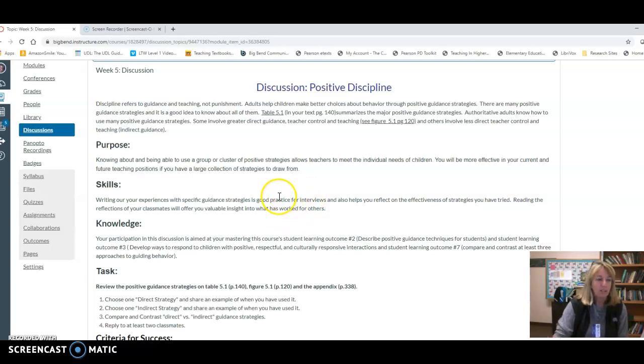Okay, but why write all this out? I know it, right? So the skill for this one is just practice. Knowing how to say what you know is good practice. So you can use it in interviews, you can use it when you're helping colleagues or new people at your place of employment. The knowledge we're going to gain through this is about our learning outcome number 3 and learning outcome number 7 and learning outcome number 2. Describe positive guidance techniques, develop ways to respond to children, and then this compare and contrast right here. So that is what I want to talk about.